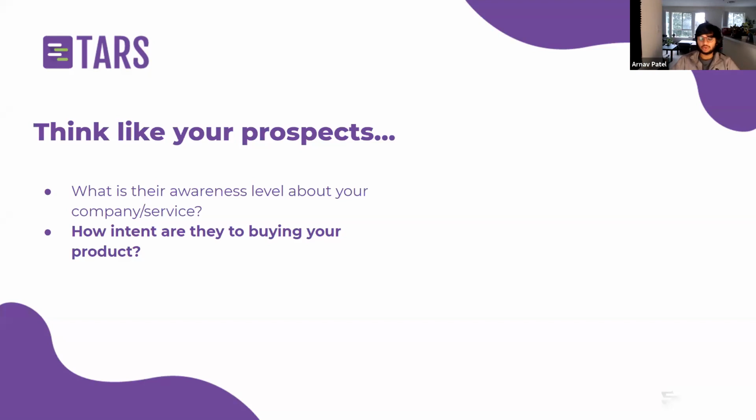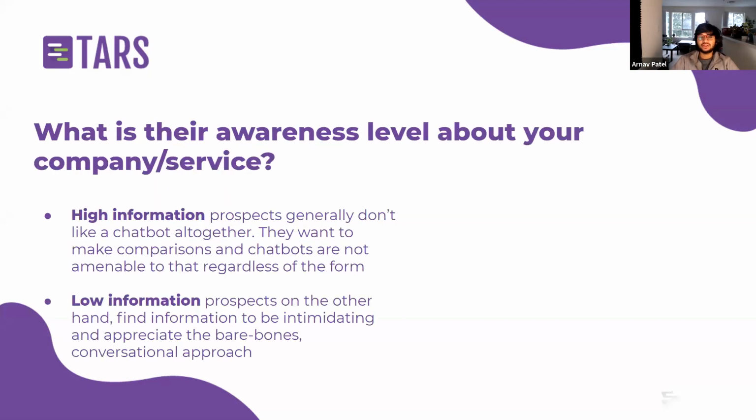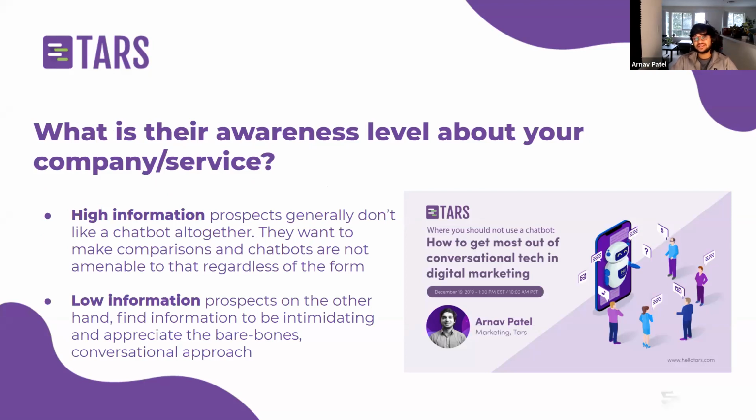The reason I have that bolded over here is because we've actually covered the answer to the first question in a previous webinar. You guys should definitely check out the recording of that. We're not going to delve into this too much over here, but I'll give you a quick recap. Essentially, when you're thinking about the awareness level about your company or service in your prospects, you can divide prospects up into high information and low information prospects. We like to call them curators if they're high information, and consumers if they're low information.